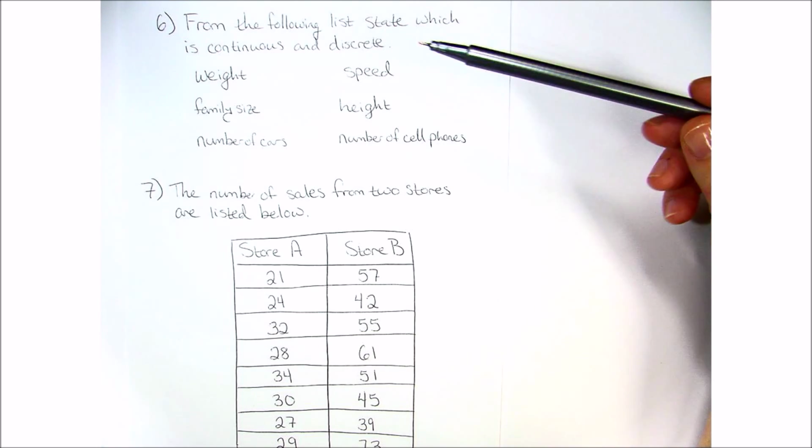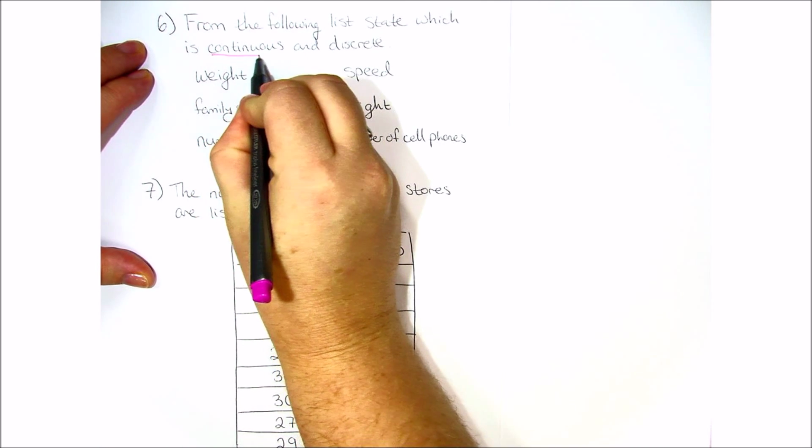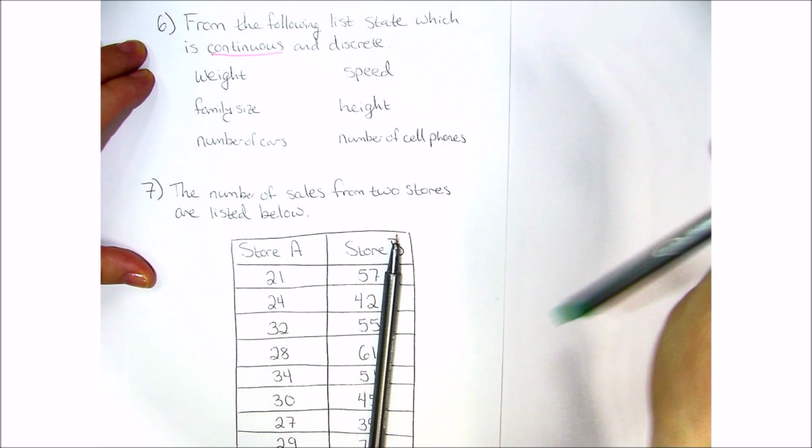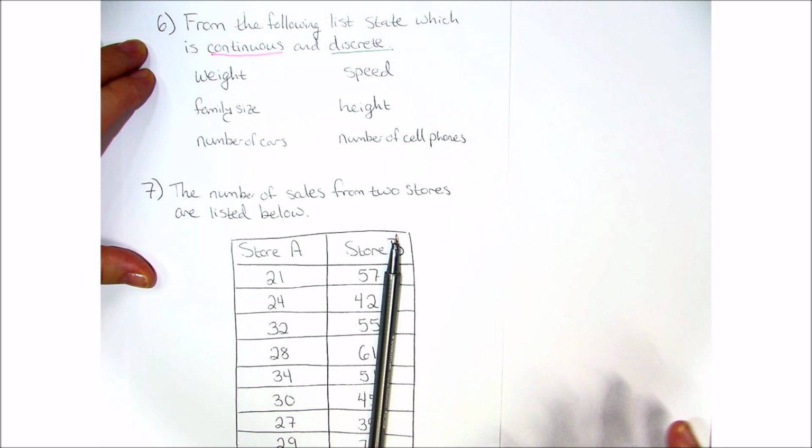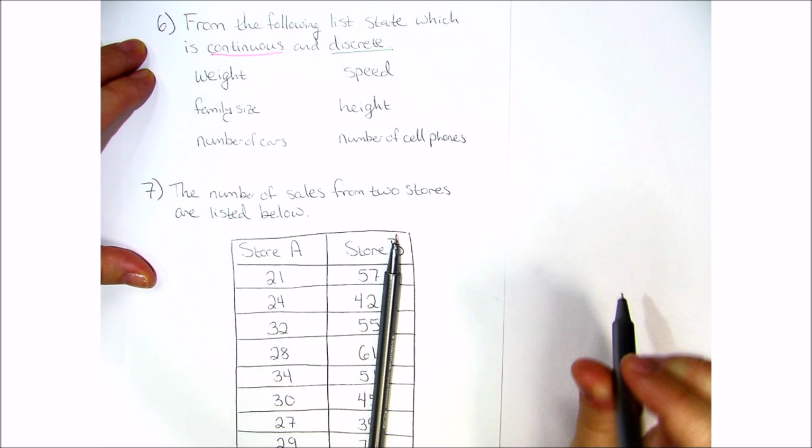Lists state which is continuous and which would be discrete. So we're looking at two different types of concepts, continuous and discrete. But before we actually define these, why don't we review quickly what each one is.